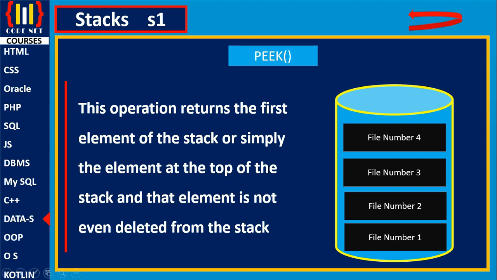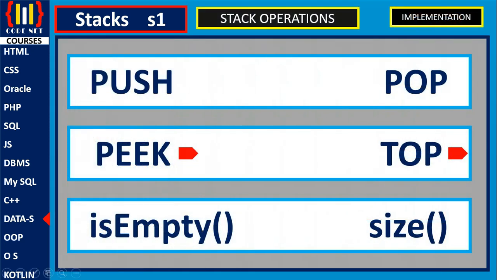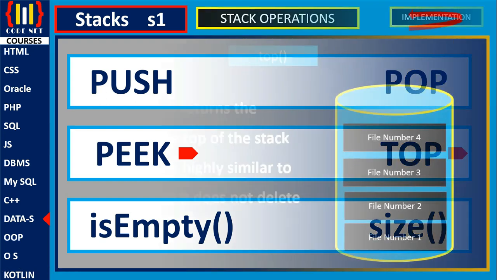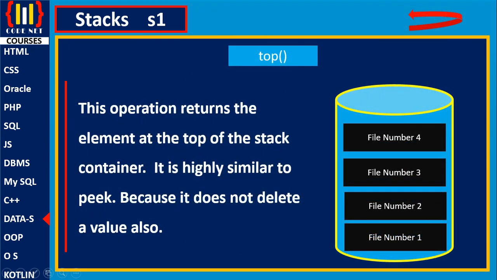Another type of operation that we can understand based on the operations that we have so far is the top operation. Now, this operation also returns the element at the top of the stack container. It is similar to peek because it also doesn't delete the value that is inside the stack. Don't worry if you don't understand this theoretically, because in the next session we'll have a practical implementation of what we are talking about.